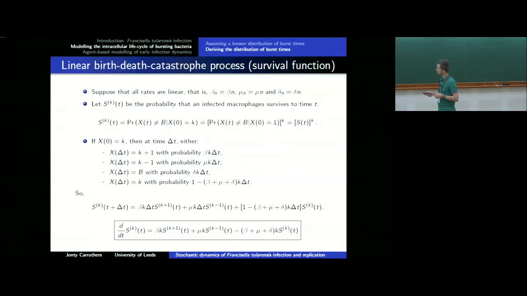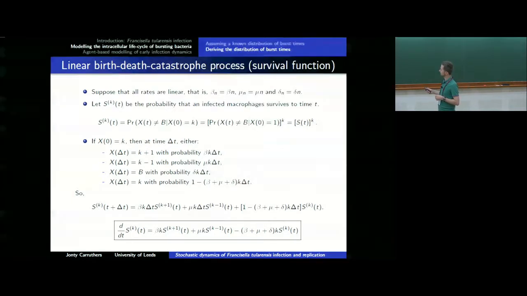And so you can use that to then consider, if we have K plus 1 bacteria, our survival function is then S_{K+1}(t), and then it's the same for the remaining terms. Of course, if we go into the rupture state, we've got no chance of surviving. And so you can formulate this ODE here for your survival function.